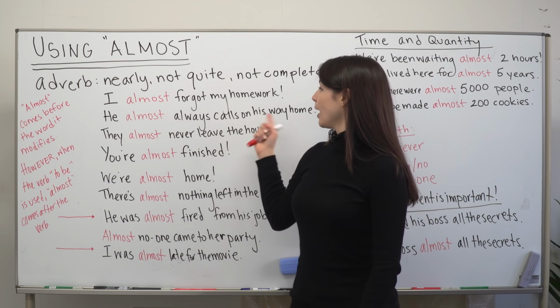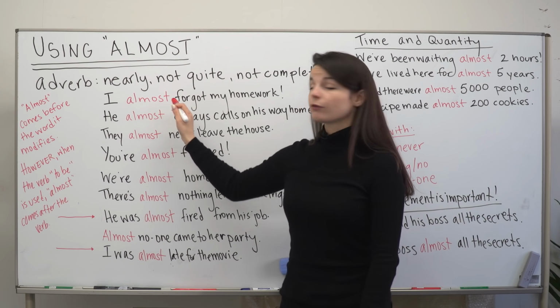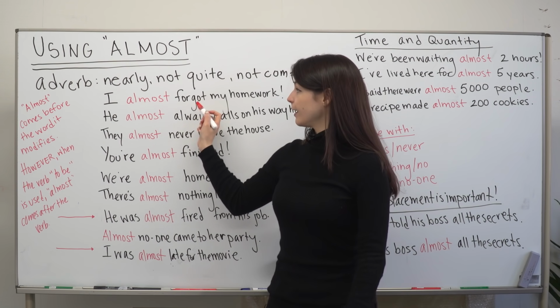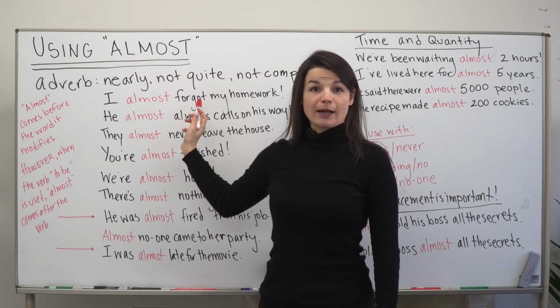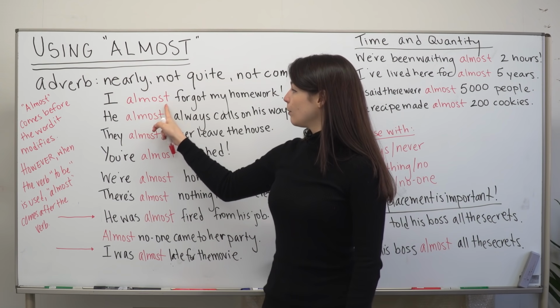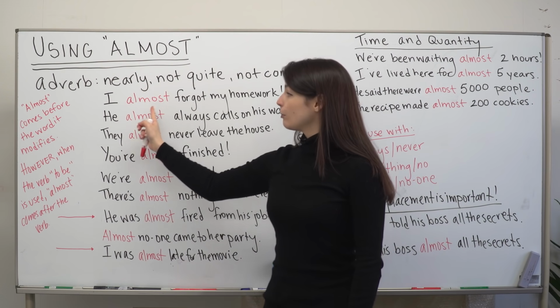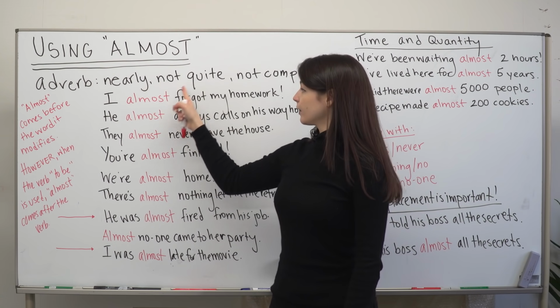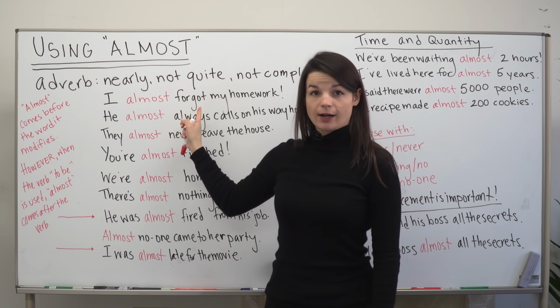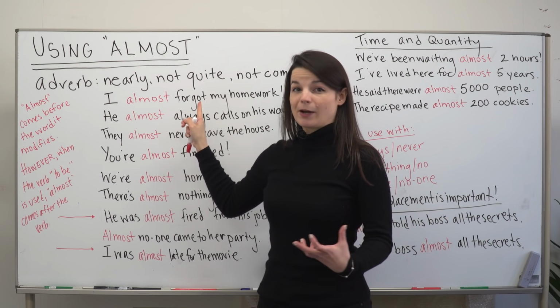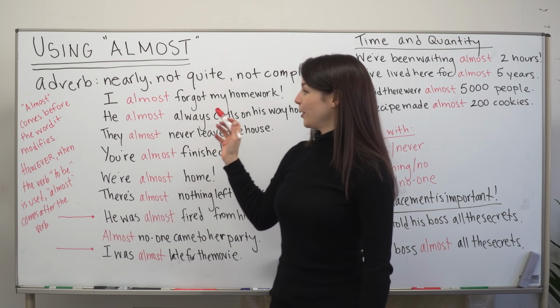I almost forgot my homework. So here almost comes before the verb forgot, meaning I nearly forgot my homework. The word almost, like I said, should come before the word it modifies. So here it's modifying the word forgot. I nearly forgot my homework. I was very close to forgetting my homework.